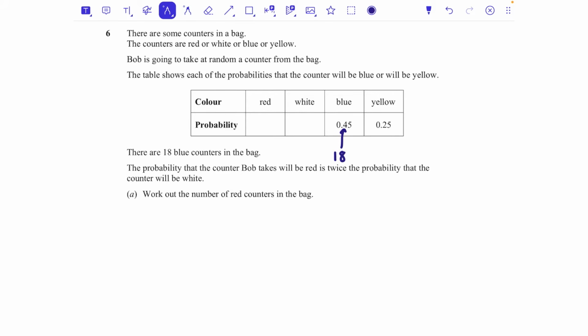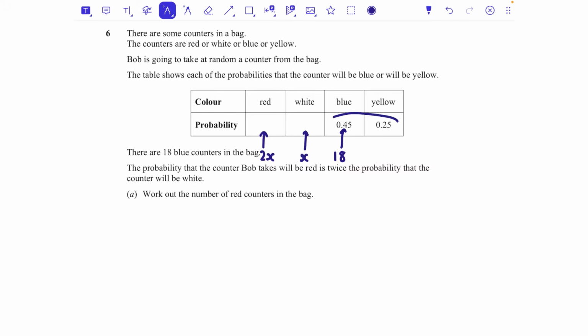The probability that the counter Bob takes will be red is twice the probability that it will be white. So I know that this probability needs to be double this one. So I'm actually going to write 2x and x. I don't know what the probability is, but I know that red needs to be double white. So if white has a probability of x, then red has a probability of 2x. Work out the number of red counters in the bag.